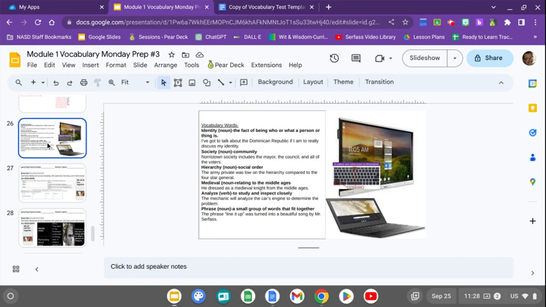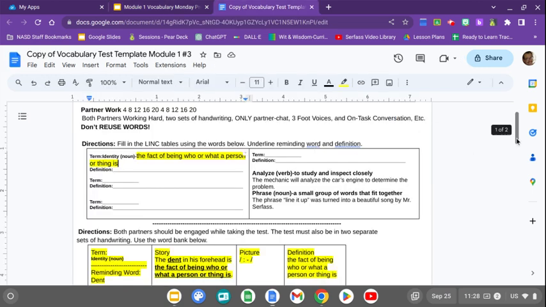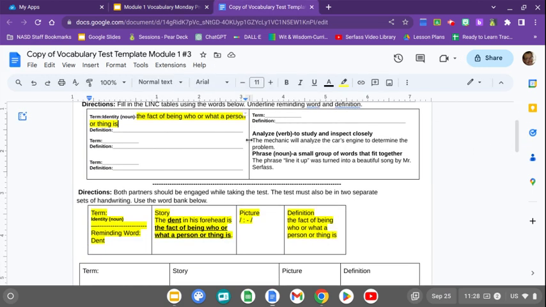Our next word, let's do, society is a good one. I like that, but I also like hierarchy, medieval, analyze, and phrase. Maybe let's do analyze and hierarchy. Let's try that. All right, so analyze. Oh, that's up here for me already. So I'm just going to copy and paste that. You guys can copy and paste with your pencil.